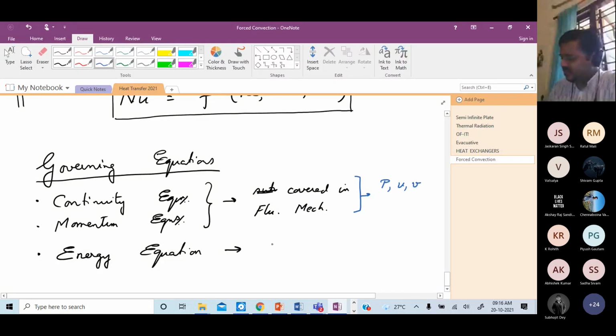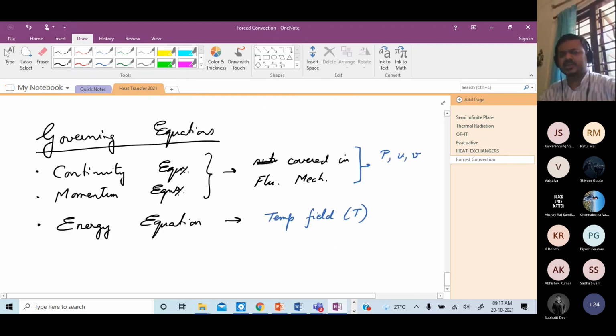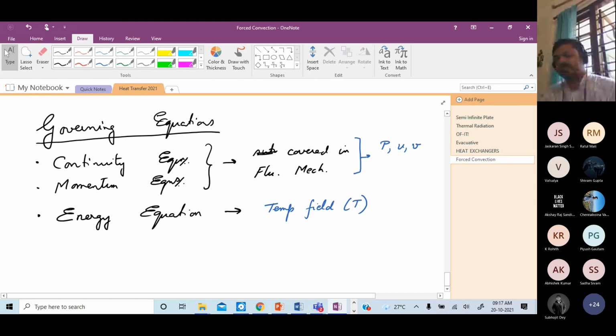The energy equation will give me the temperature field T. Now, thankfully, temperature at a point is a single value. It doesn't have a temperature in the x direction and y direction. So unlike momentum equations, where there is one equation in every direction, the energy equation is only one equation. It's complicated, but it's a single equation that will give you the temperature of the fluid inside the boundary layer. That's all we care about.